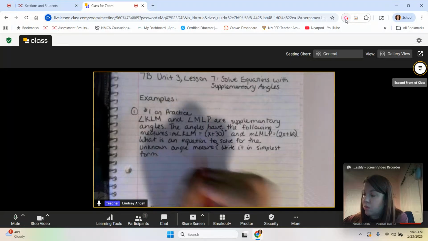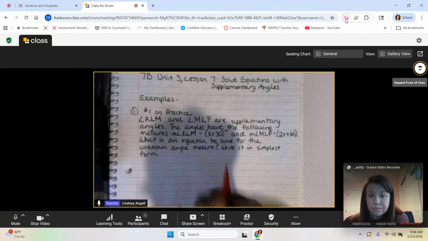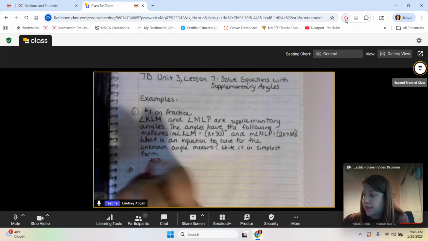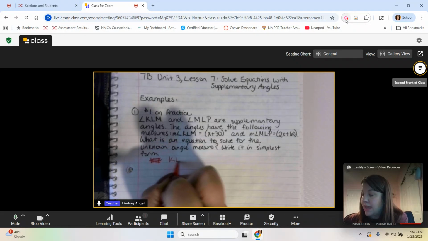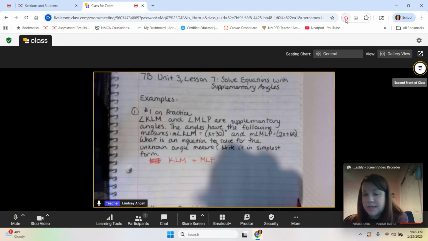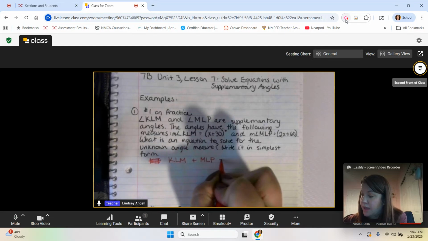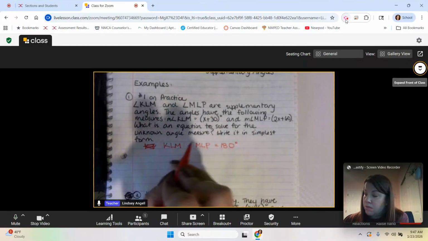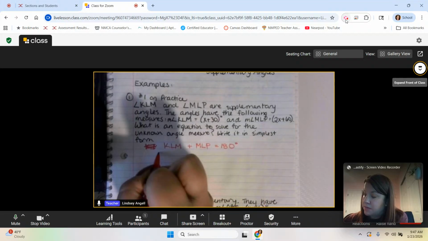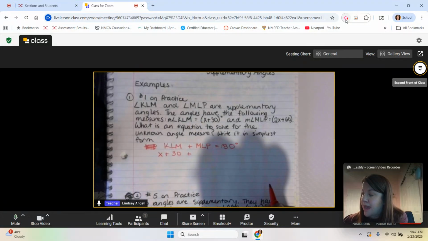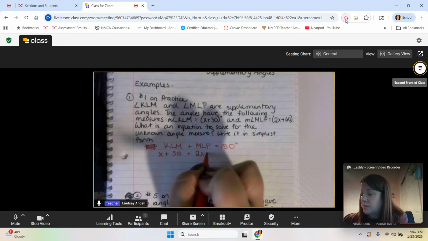So we know that we have two angles that are supplementary, which means we can say, KLM plus MLP, those are the angles, they add up to 180 degrees. Well, we know that KLM is equal to x plus 30. We need to add that to 2x plus 60.